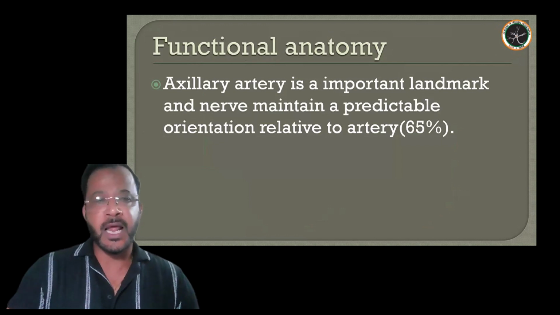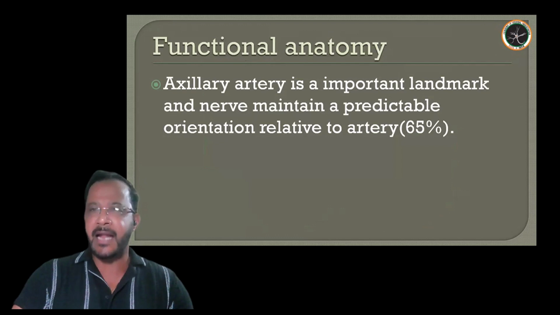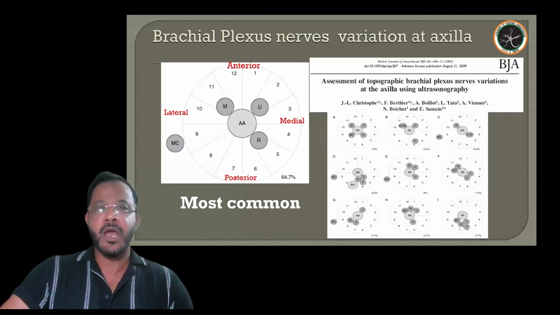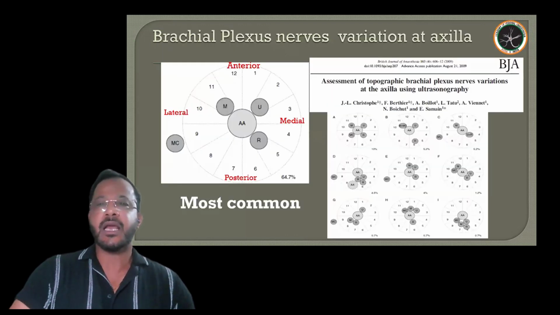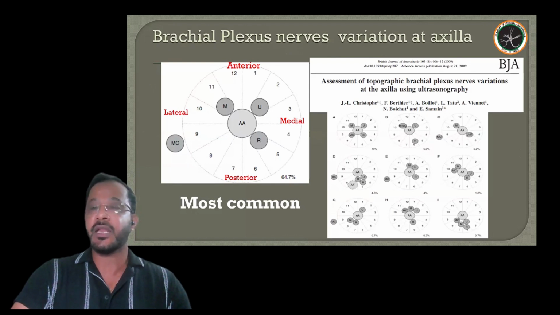So coming to the functional anatomy, the axillary artery is the most important landmark in a PNS guided approach to brachial plexus, because in 65% of the population, the four nerves maintain a predictable orientation relative to the axillary artery. This is a very good article which came in 2006 by Christophe, assessment of topographic brachial plexus nerve variation at the axilla using the ultrasonography.